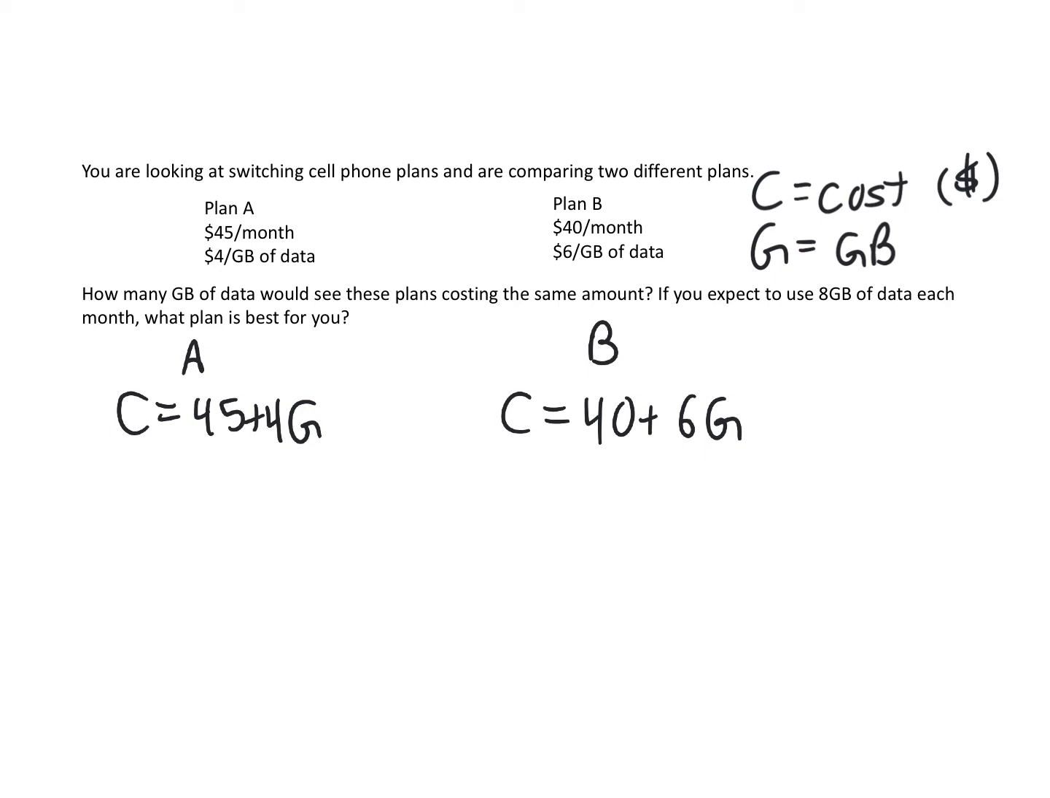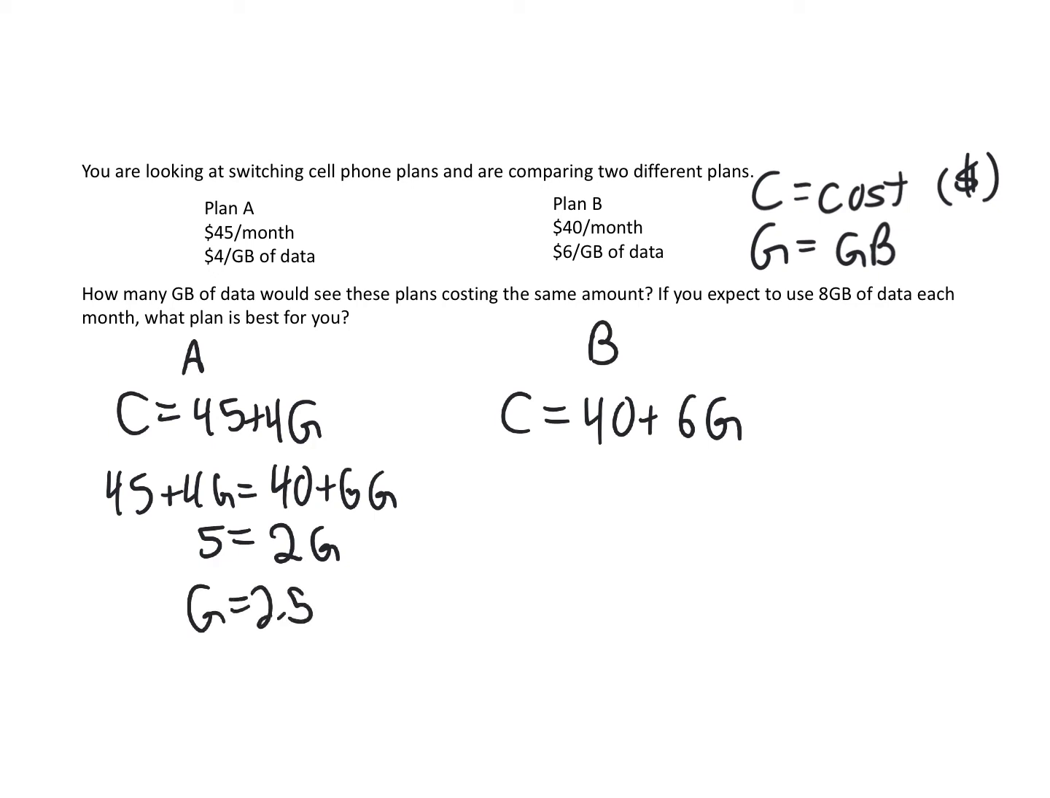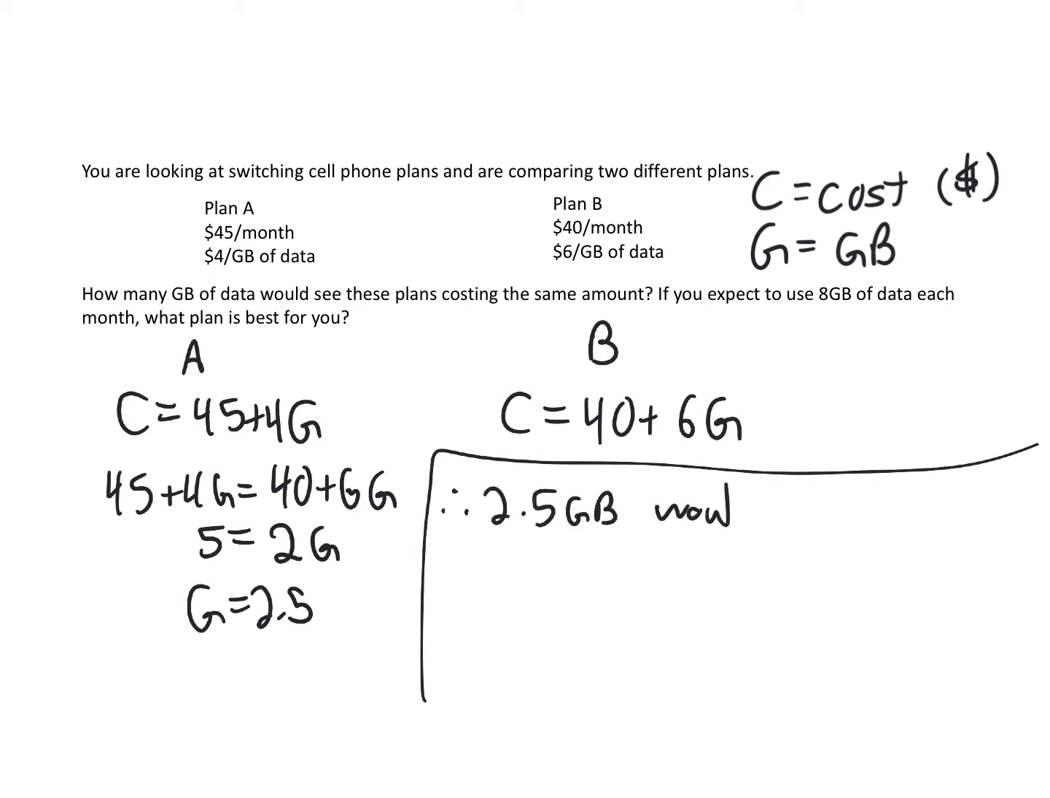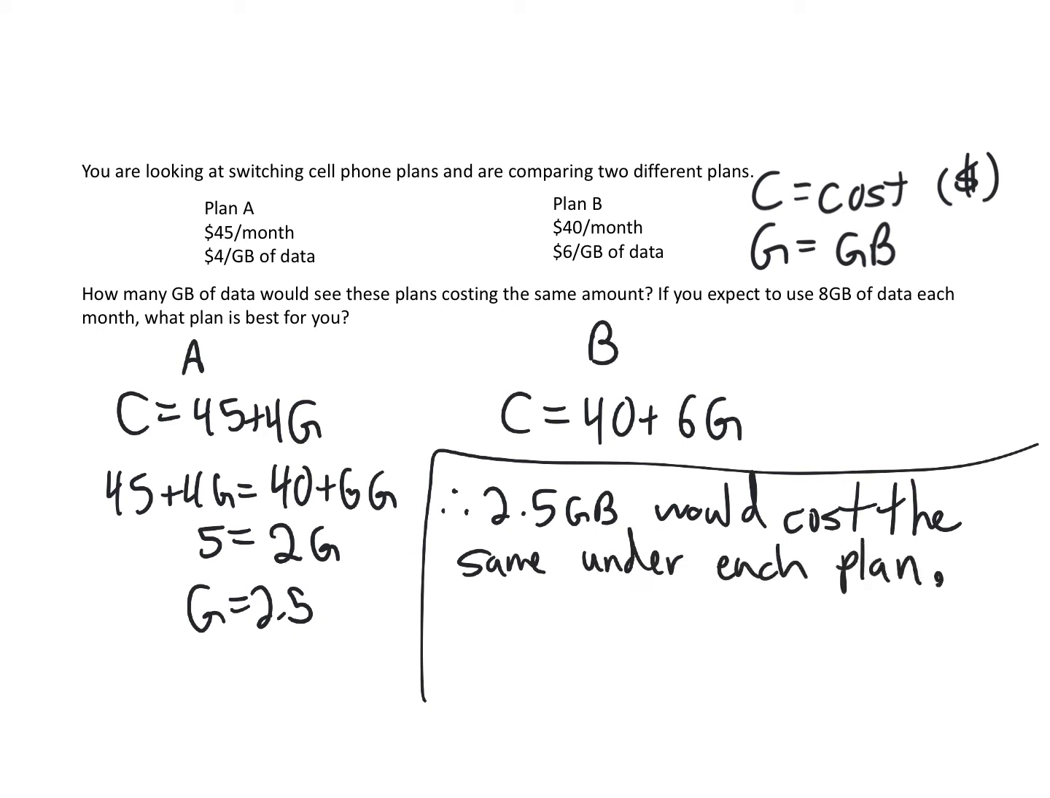Now, to compare them, we just set them equal to each other. We get 5 equals 2G, G will equal 2.5. So we can make a couple conclusions now. It'd be 2.5 gigabytes would cost the same under each plan.